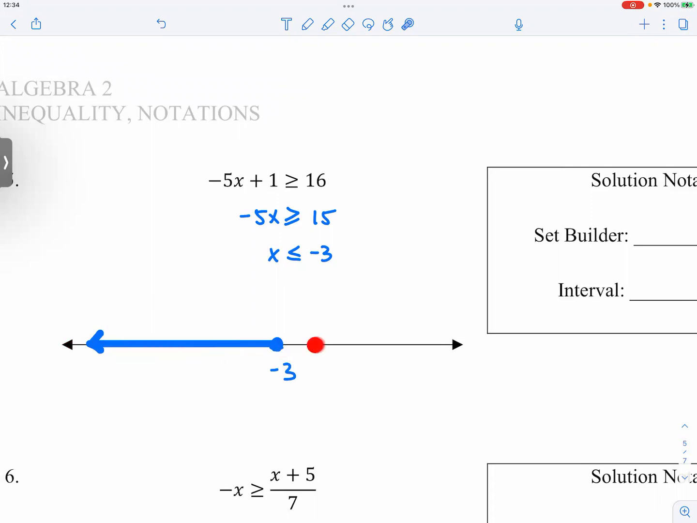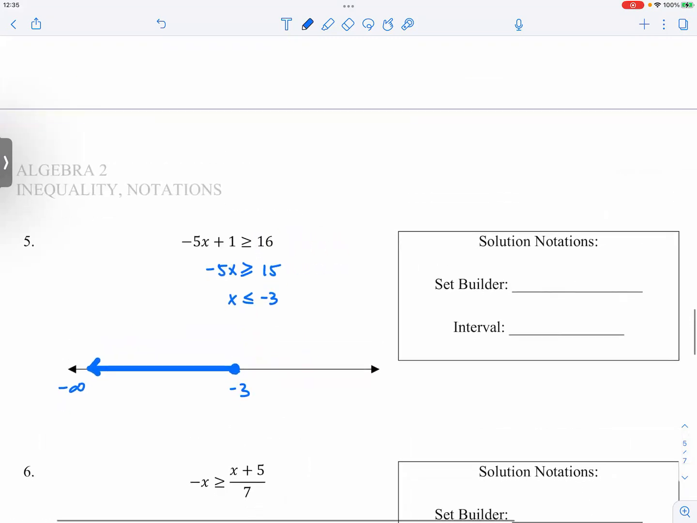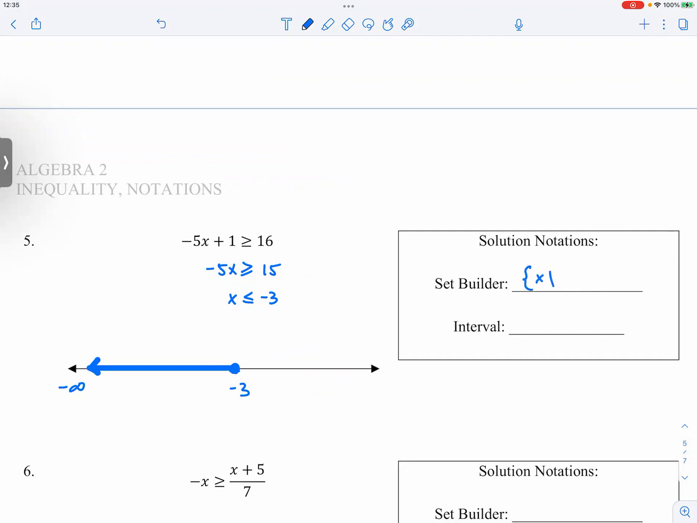what number do we see here? Negative infinity. So let's go ahead and give it a little label here. So if we keep going all the way to the left, we are going to see negative infinity. Makes sense, right? Okay. So the set builder notation should be very straightforward. So we have x such that x is less than or equal to negative 3.